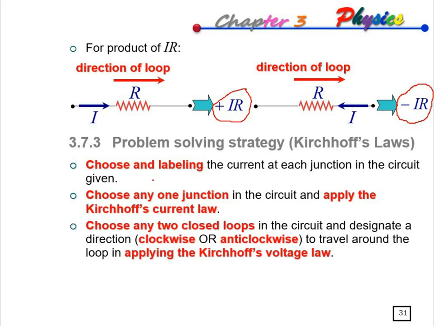We have some tools. The first one: choose and label the current at each junction in the circuit. The second one: choose any one junction in the circuit and apply the Kirchhoff current law, or Kirchhoff's first law.